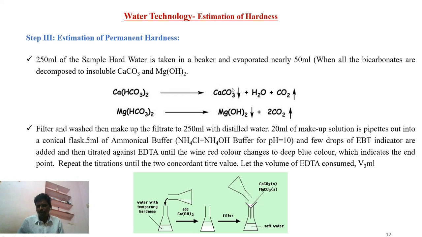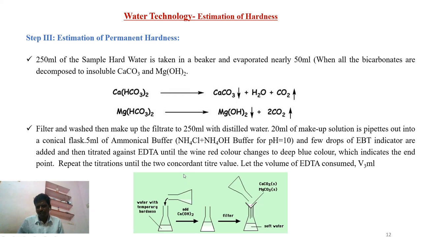After a particular time we have to filter it. Then the filtrate has to be taken for titration. That means the filtrate is free from temporary hardness. It is having only permanent hardness. That means the filtrate is now having only sulfates and chlorides. There are no carbonates or bicarbonates.